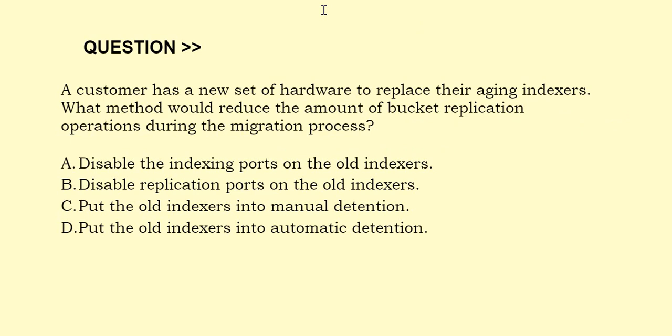A customer has a new set of hardware to replace their aging indexers. What method would reduce the amount of bucket replication operation during the migration processes? Option A. Disable the indexing ports on old indexers. Option B. Disable replication ports on the old indexers.